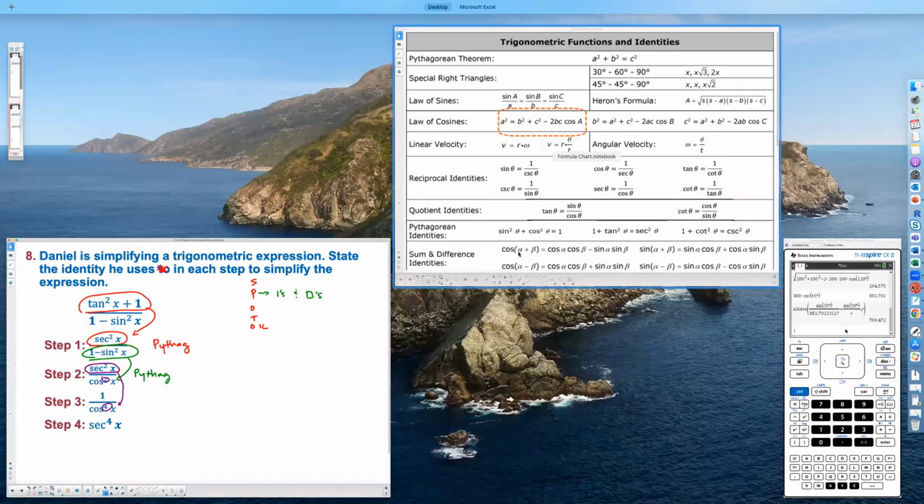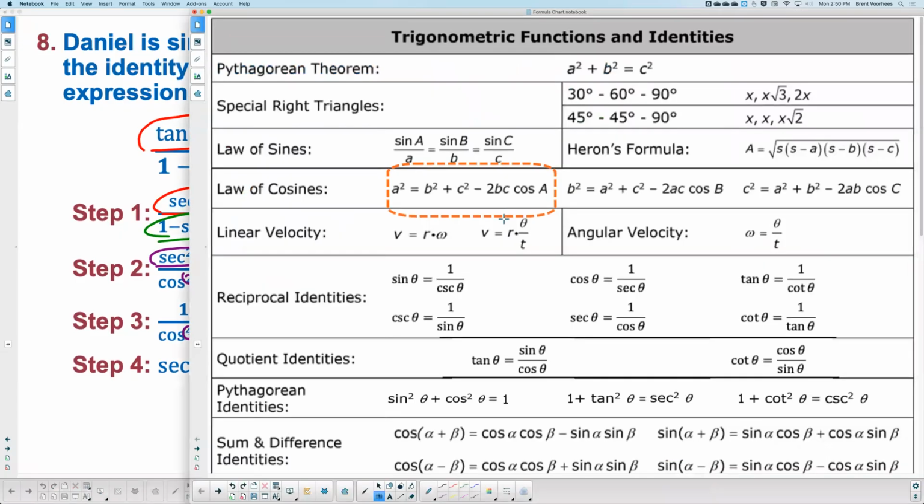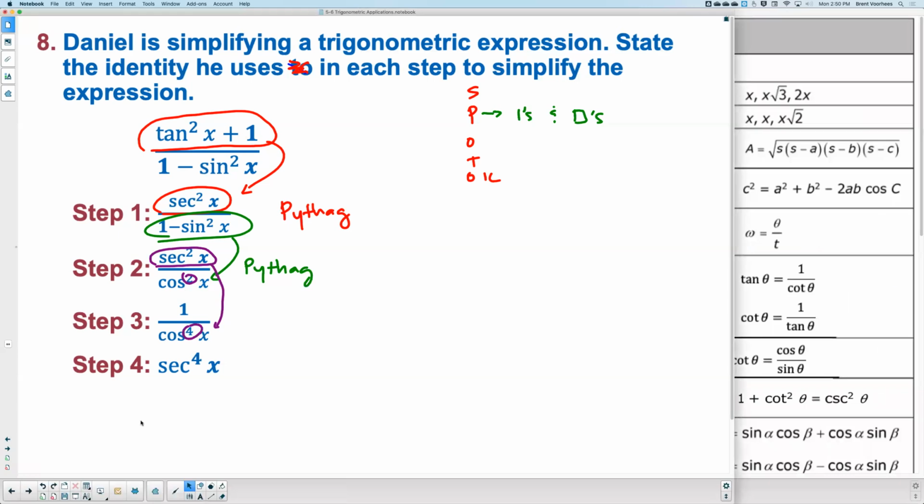What's it called when you move a secant to a denominator? Where are those formulas? Let me look for them. When a secant gets moved to the denominator, it's called a reciprocal. That would be a reciprocal step.